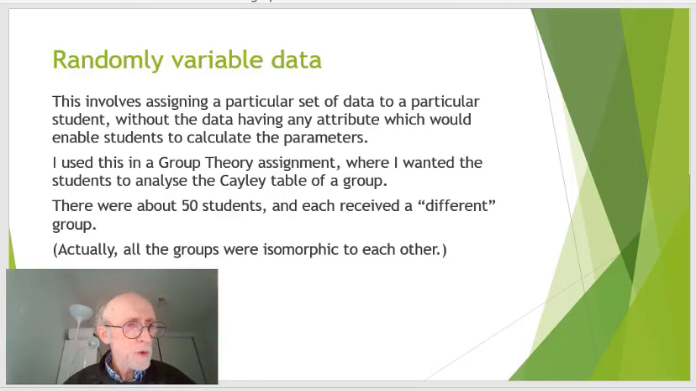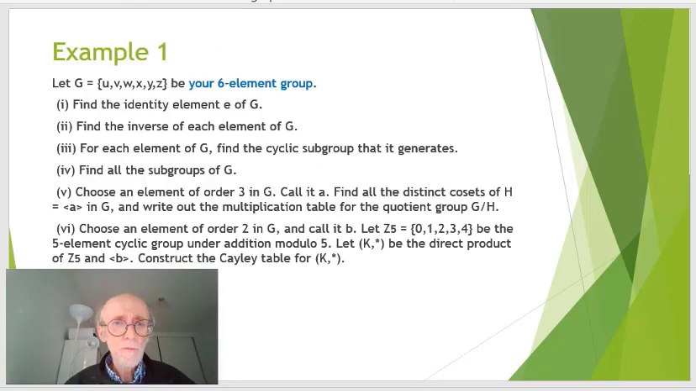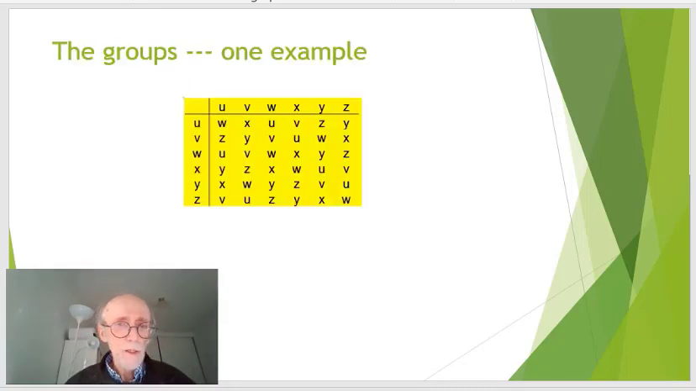By randomly variable data, I mean each student gets a certain set of data and there's no specific pattern as to how it happens. I used this in a group theory assignment where each student was given a different Cayley table. The students were required to identify the identity element, find the inverses of some elements, and so on. Each student received a 6-element Cayley table, which, unbeknownst to the students, were actually all isomorphic to each other.